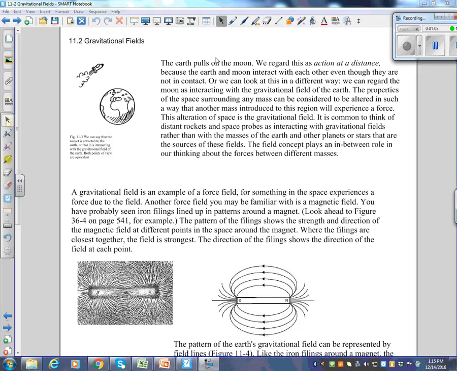No, I disagree. Anything is not possible. I cannot apply force to that moon without touching it. But yet the Earth pulls on the moon and there is no contact. We regard this as action at a distance. So what is going on here? It's because the Earth and Moon interact with each other even though they are not in contact. Now we can look at this in a different way. We can regard the Moon as interacting with the gravitational field of the Earth.